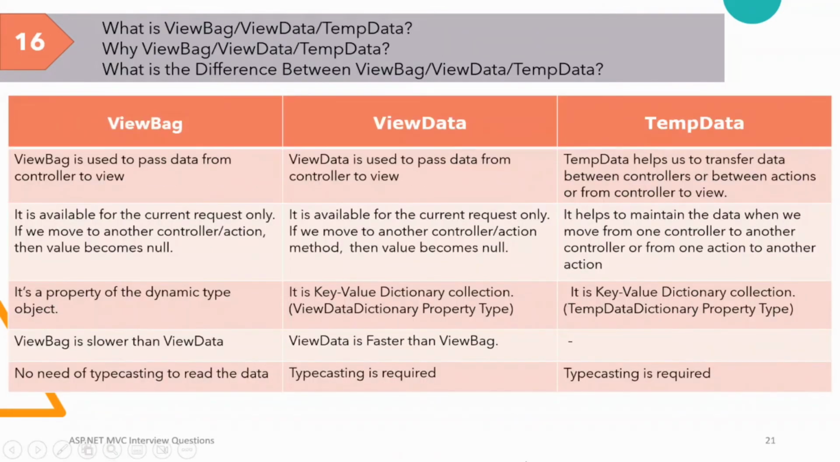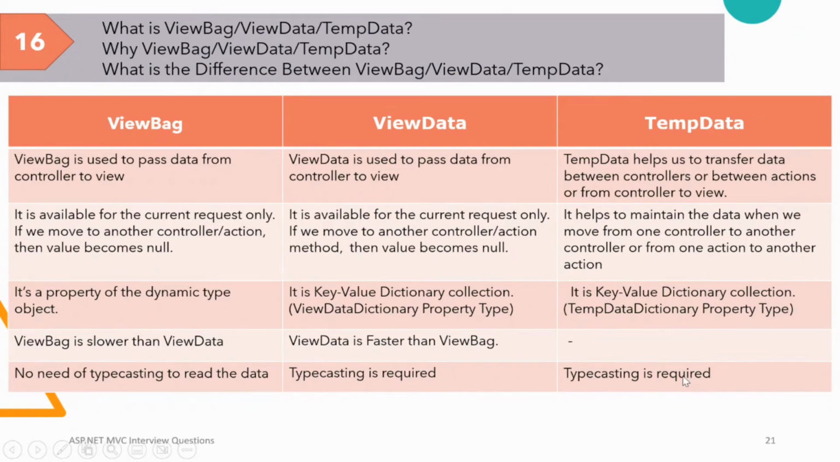Next, what is ViewBag, ViewData, TempData? What's the difference between these? All these are controller base class properties. All are used to transfer value from controller to view, but in ViewBag and ViewData, when you transfer value from controller to view, it will be available for the current request only. That is, if you move to another controller or action method, then the value becomes null. But in TempData, we can transfer value from controller to view or between controllers or between action methods. And also it helps to maintain the data when we move from one controller to another controller or one action method to another action method.